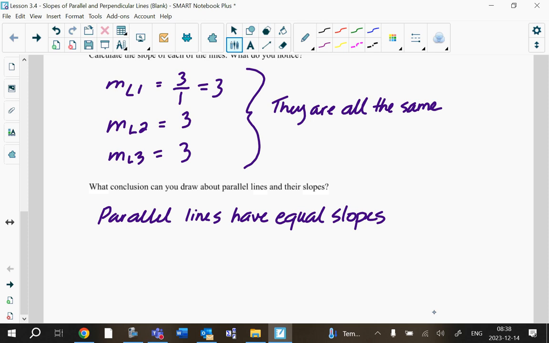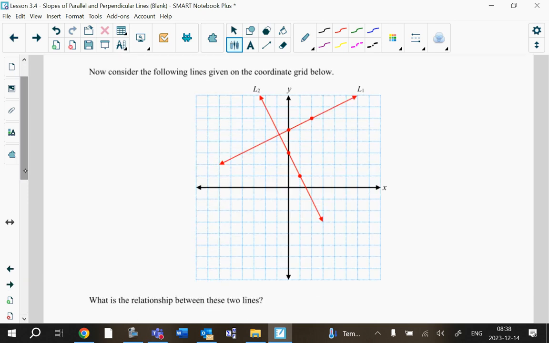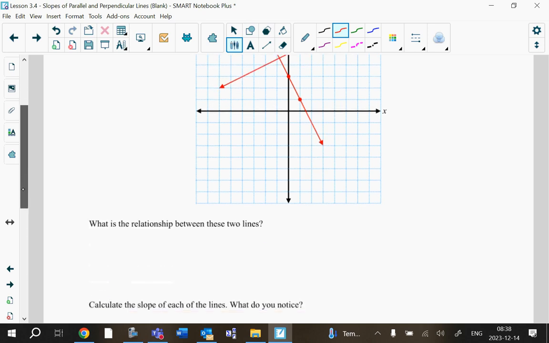What about lines that are perpendicular to each other? This is a little bit harder to see. But here are two lines that are perpendicular to each other. Remember, what does perpendicular mean? It means they cross each other at 90-degree angles. Okay? They intersect each other at 90-degree angles. So by looking at the graph, we can see that line 1 and L2, they are perpendicular to each other.